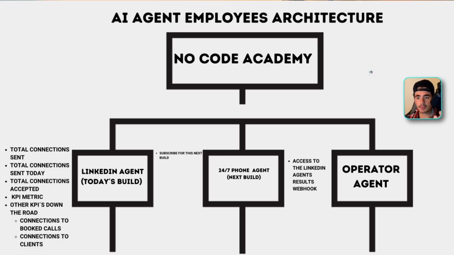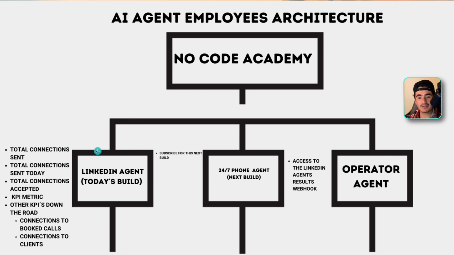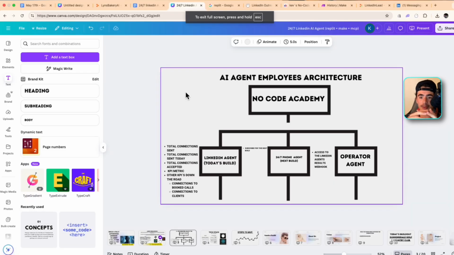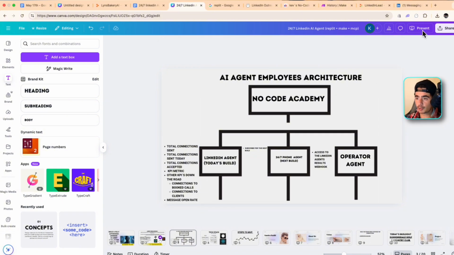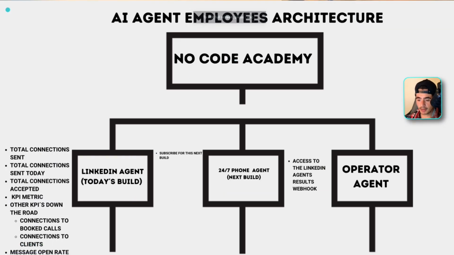No one has shown it to you in the way that I'm going to show it to you, and that's through an operator agent or a COO that is going to be done on the model context protocol server. But in today's video, we're just building out the LinkedIn AI agent that's fully autonomous. And so inside of this table, we're going to be storing the total connections sent, total connections sent today, total connections accepted, and then like I was saying, other KPIs down the road could be booked calls or connections that were converted into paying clients. But another one can be the message open rate. And so we're quickly building a nice analytic page that we're going to be able to show to our clients just based off of what we're learning on the fly.